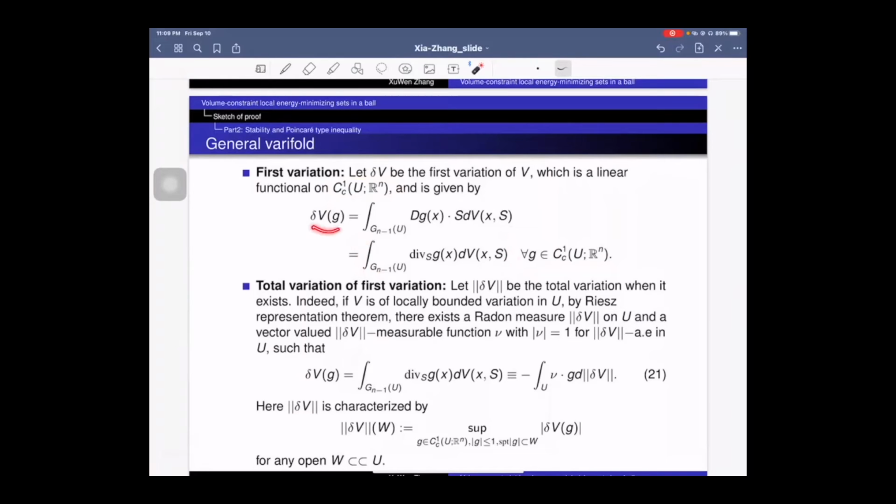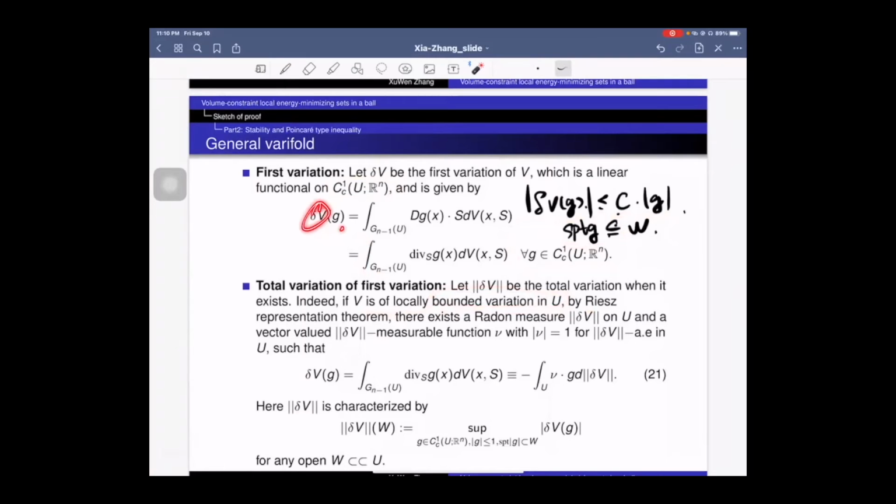We say that V is of locally bounded variation in U if delta V(g) is bounded by some constant C times the norm of g, where g has compact support in some compact set W. And if such a formula holds for any compact set W in U, then we say that V is of locally bounded variation.